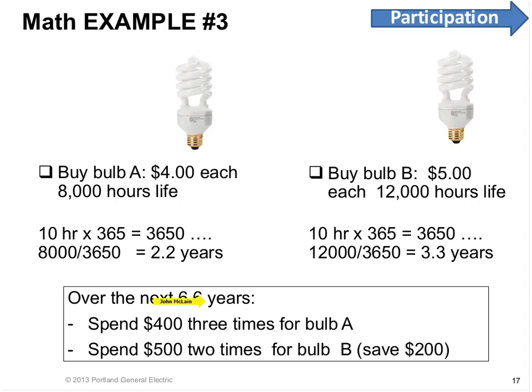In other words, over the next 6.6 years, you can spend $400 3 times on bulb A, or spend $500 2 times. Obviously, if you do the math, 3 times 400 is 1,200. Twice 500 is 1,000. You save $200 in future purchasing costs by going with the bulb with the much longer life. So do the math on your purchasing of equipment. The same thing would apply to air conditioners or any other equipment.